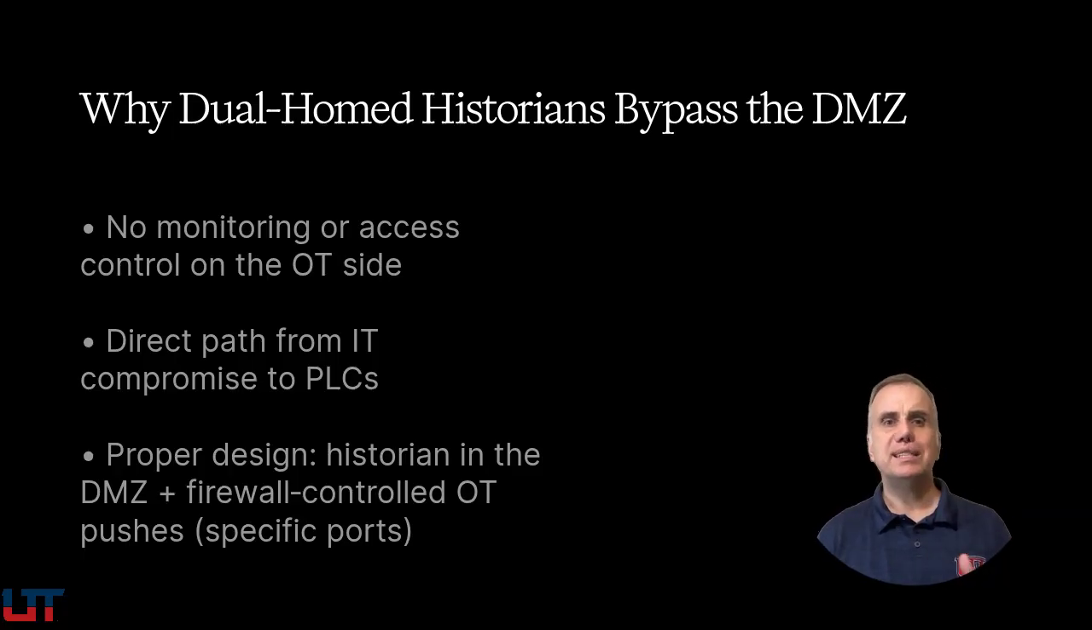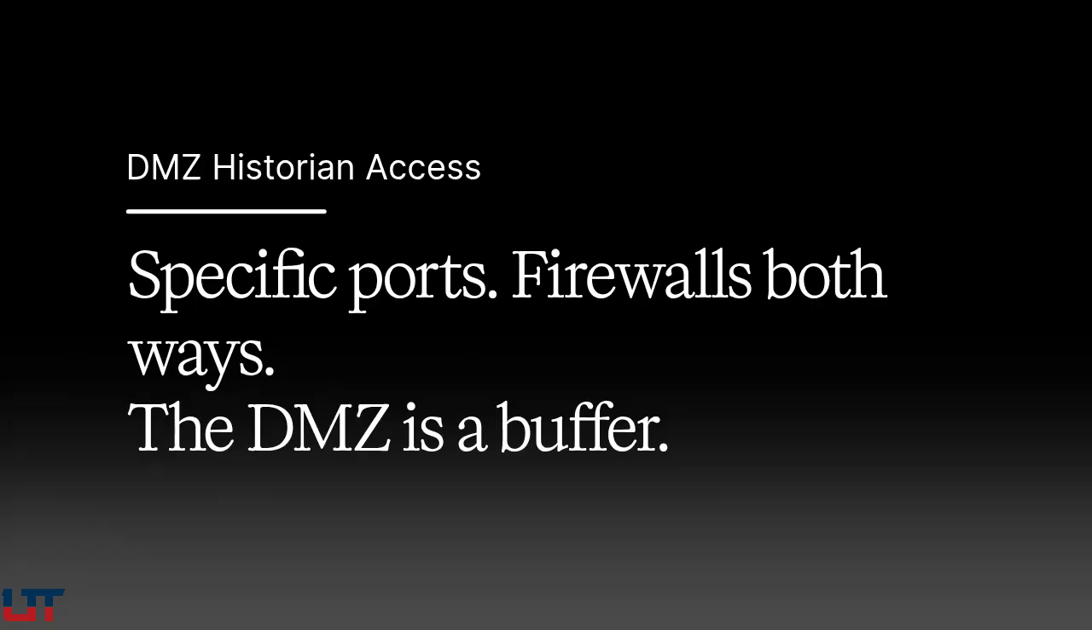With a properly designed DMZ, the historian lives in the DMZ with controlled connections in both directions. From the OT side, specific OT systems push data to the historian on specific ports. From the IT side, specific IT systems pull data from the DMZ historian on specific ports. Both directions are enforced by firewalls. An attacker who compromises the historian in the DMZ hits a firewall when they try to reach OT devices directly. They're in the DMZ buffer zone, not in the OT network itself.